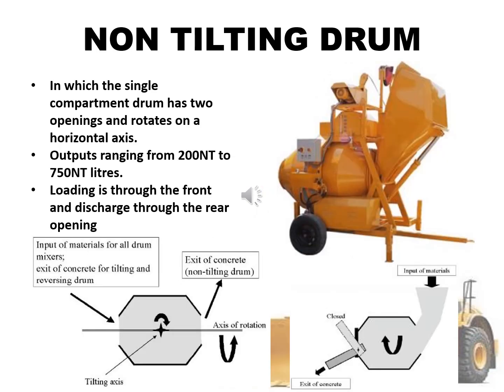Non-tilting drum, in which the single compartment drum has two openings and rotates on a horizontal axis, with outputs ranging from 200 to 750 liters. Loading is through the front and discharge through the rear opening. As we can see in the pictures below, there are two openings, one for input of materials and another for exit of concrete.